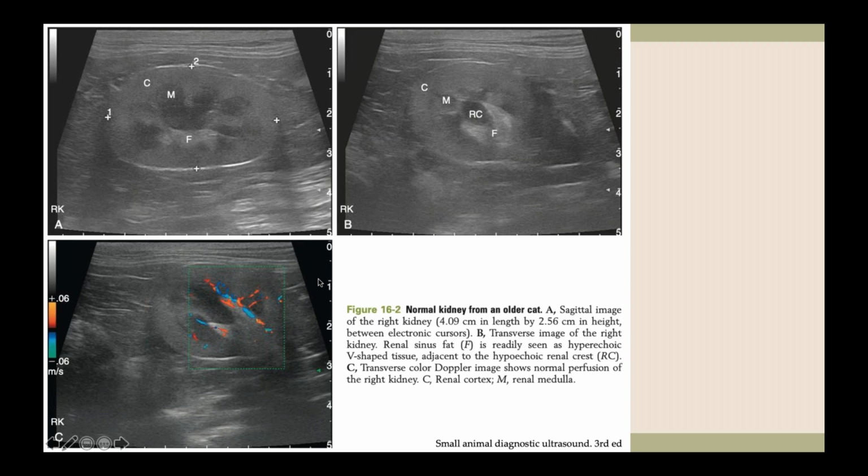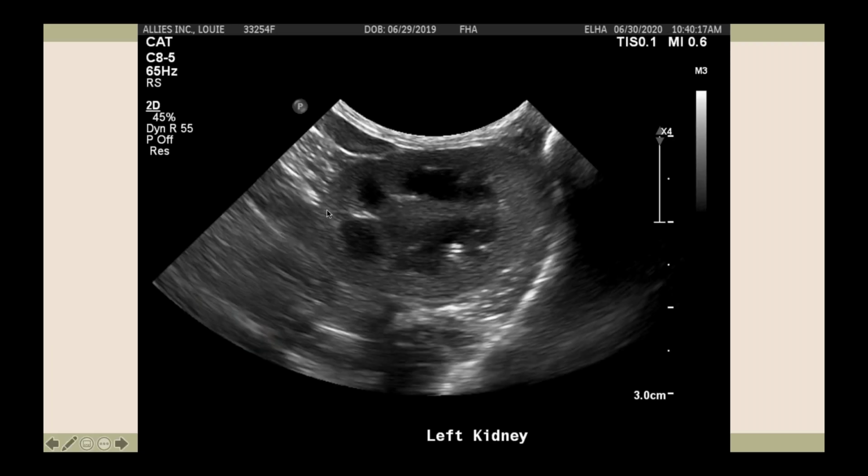These are images from the ultrasound textbook, and I thought it just very nicely displayed everything. So we have the cortex, which is more hyperechoic than the medulla. We have the renal crest, which is the pelvis right there in the center. We also have these hyperechoic bands that are extending from the cortex that are heading down towards the pelvis, and those are the diverticuli. And I think I talk about that a little bit more in just a slide or two.